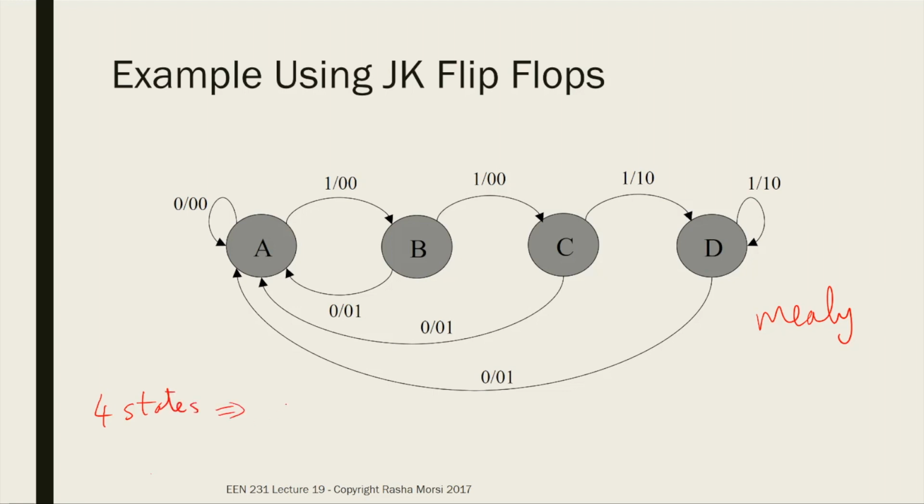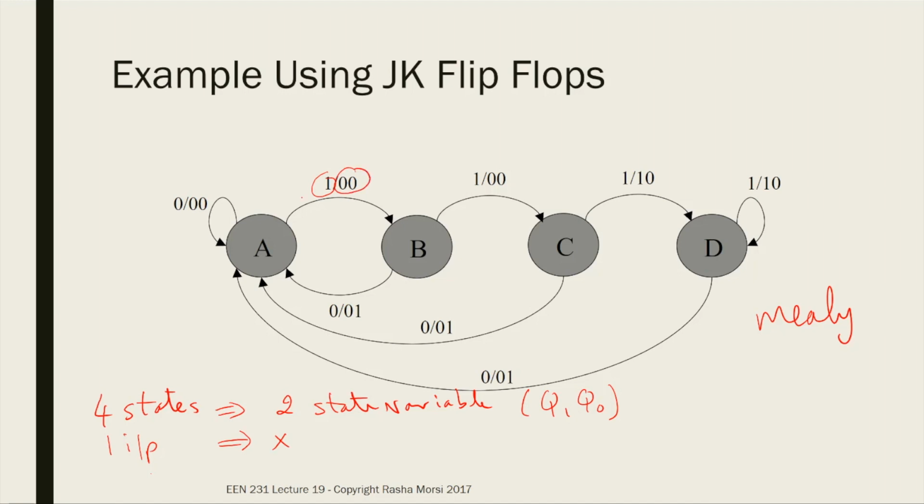And we said we have 4 states, so that means we need 2 state variables to identify those states, and we are going to call those state variables Q1 and Q0. We also know we have 1 input variable, 1 bit, and we're going to call that input X.